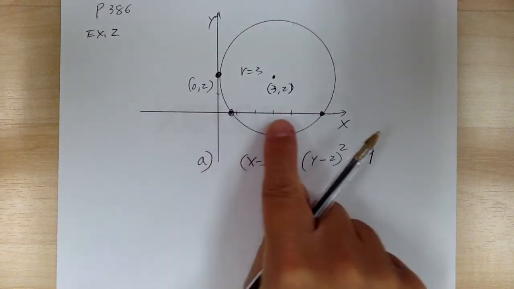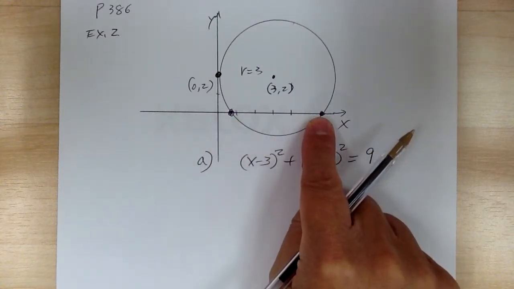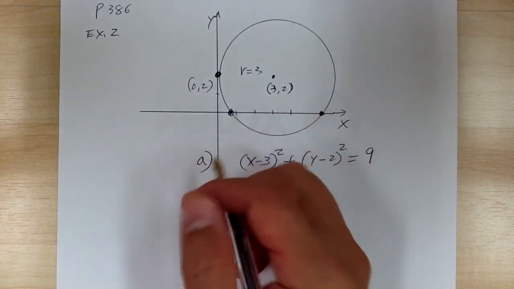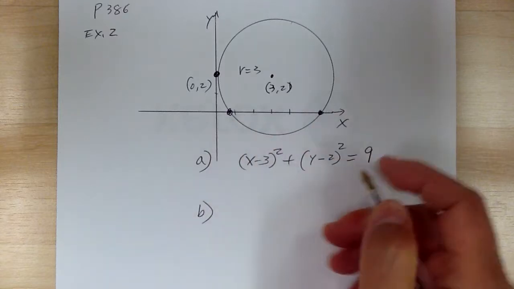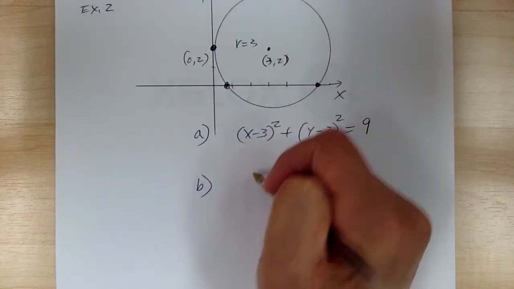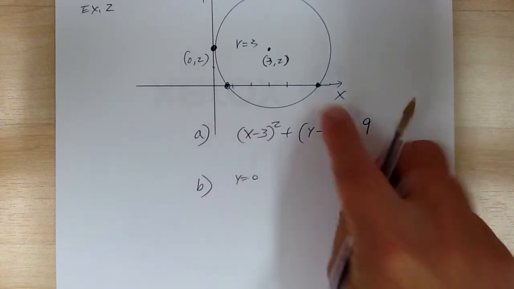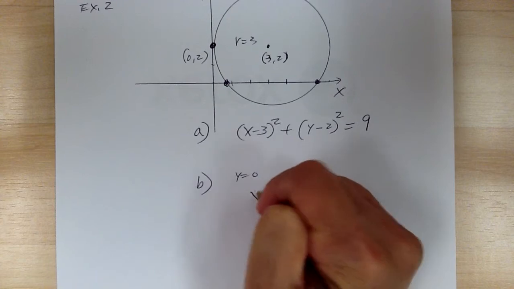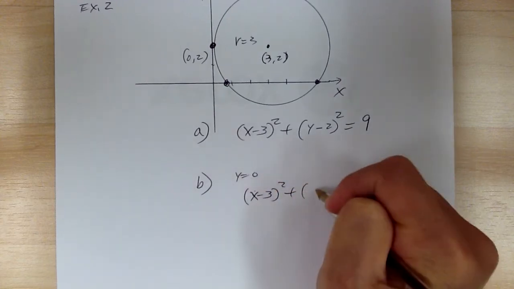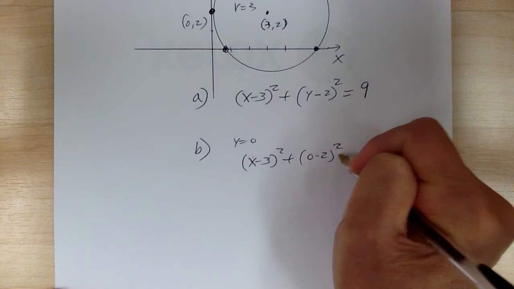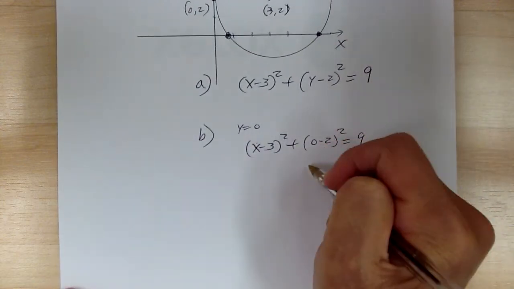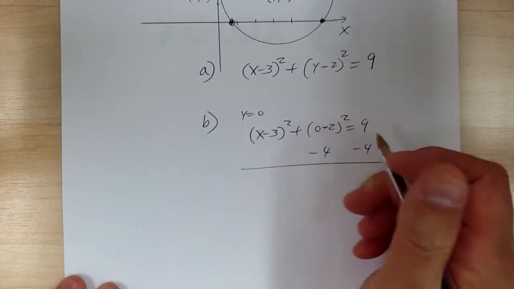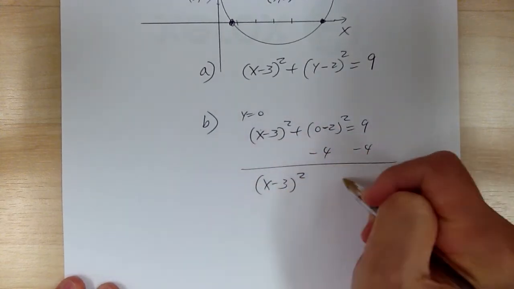Okay, so you want to find the points where it crosses the x-axis or the zeros. Well, at this point, y equal to what? Y equal to 0, right? So in this case, you just make y equal to 0. So again, B is when y equal to 0, right? These 2 points over here. So you just substitute, so you're going to get x minus 3 squared plus 0 minus 2 squared equal to 9. And I'm going to minus 4 on both sides, right? Because negative 2 squared is 4, right? So you're going to get x minus 3 squared equal to 5.